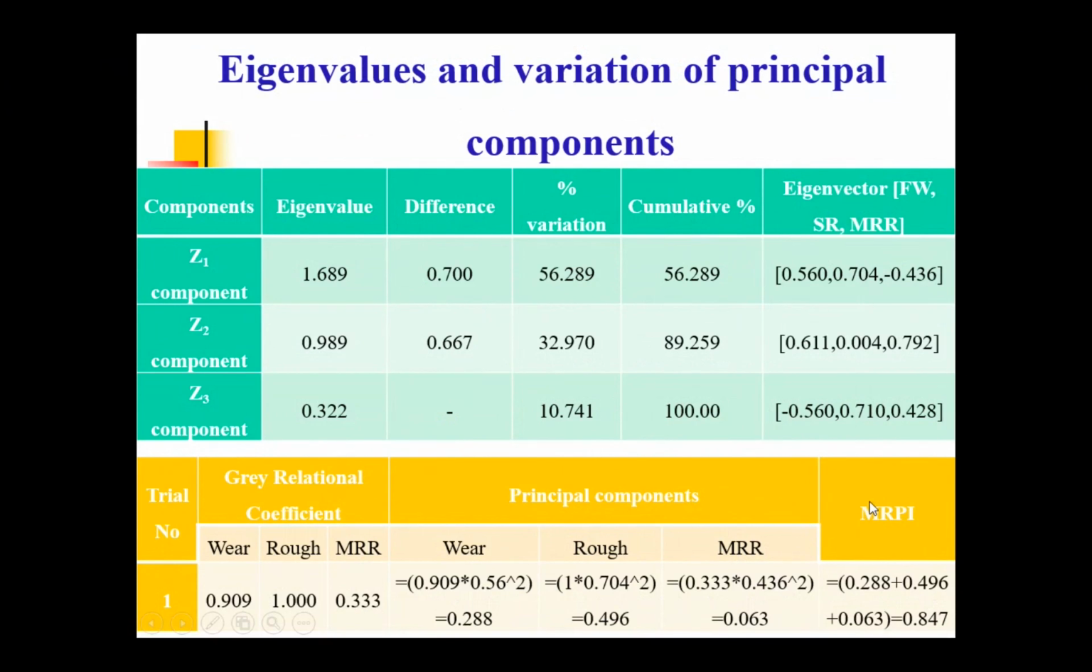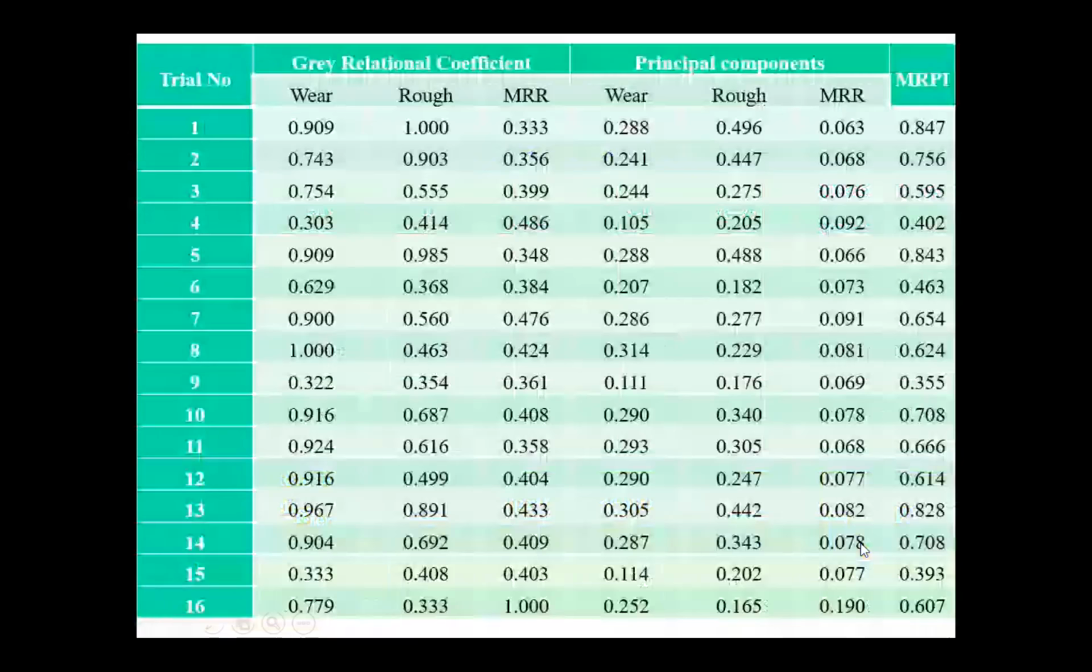In order to determine the multi-response performance index, we are just going to add these three principal components, so that I end up with 0.847. So here you can see the MRPI for the first experimental trial is 0.847. This is how we are going to calculate.